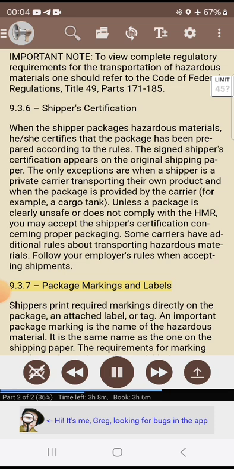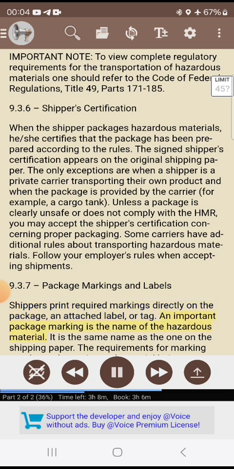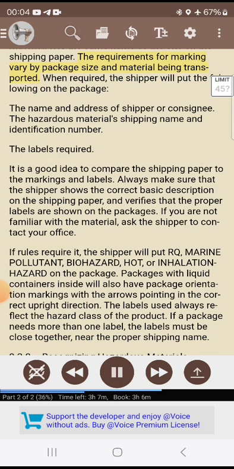9.3.7 Package Markings and Labels. Shippers print required markings directly on the package, an attached label, or tag. An important package marking is the name of the hazardous material. It is the same name as the one on the shipping paper. The requirements for marking vary by package size and material being transported.